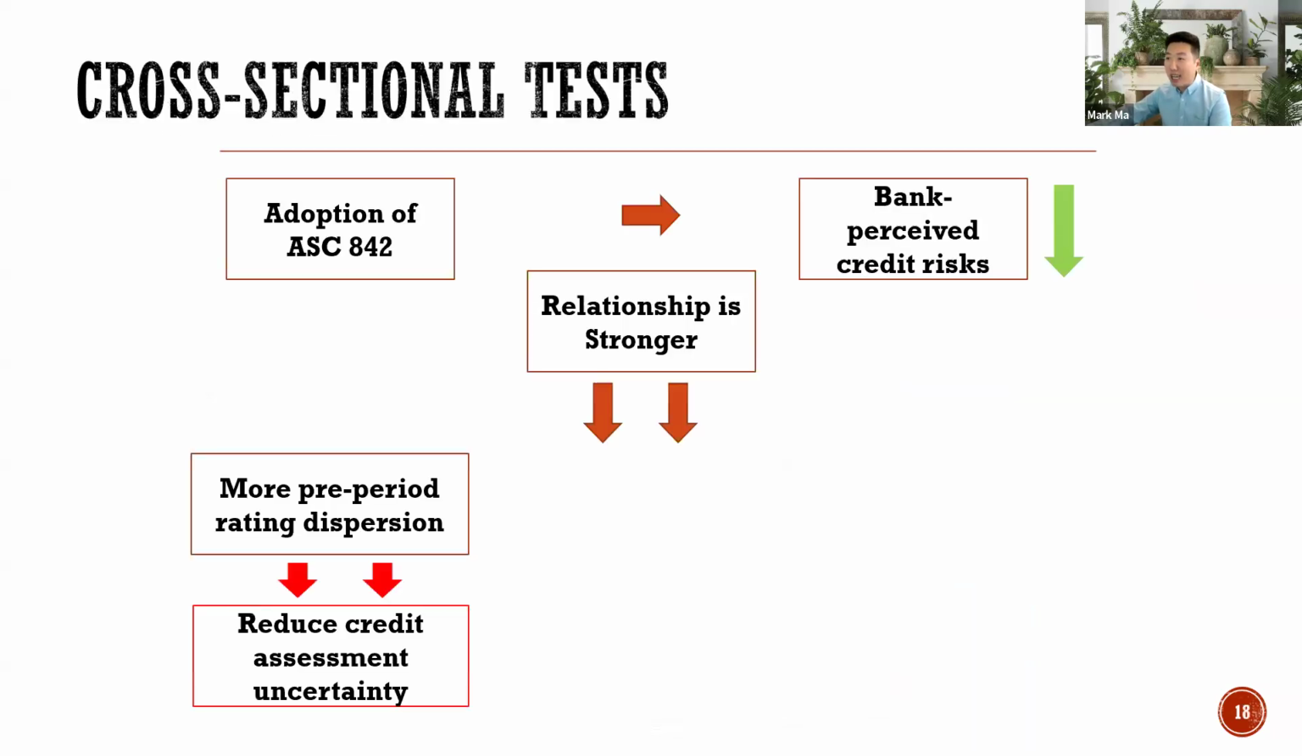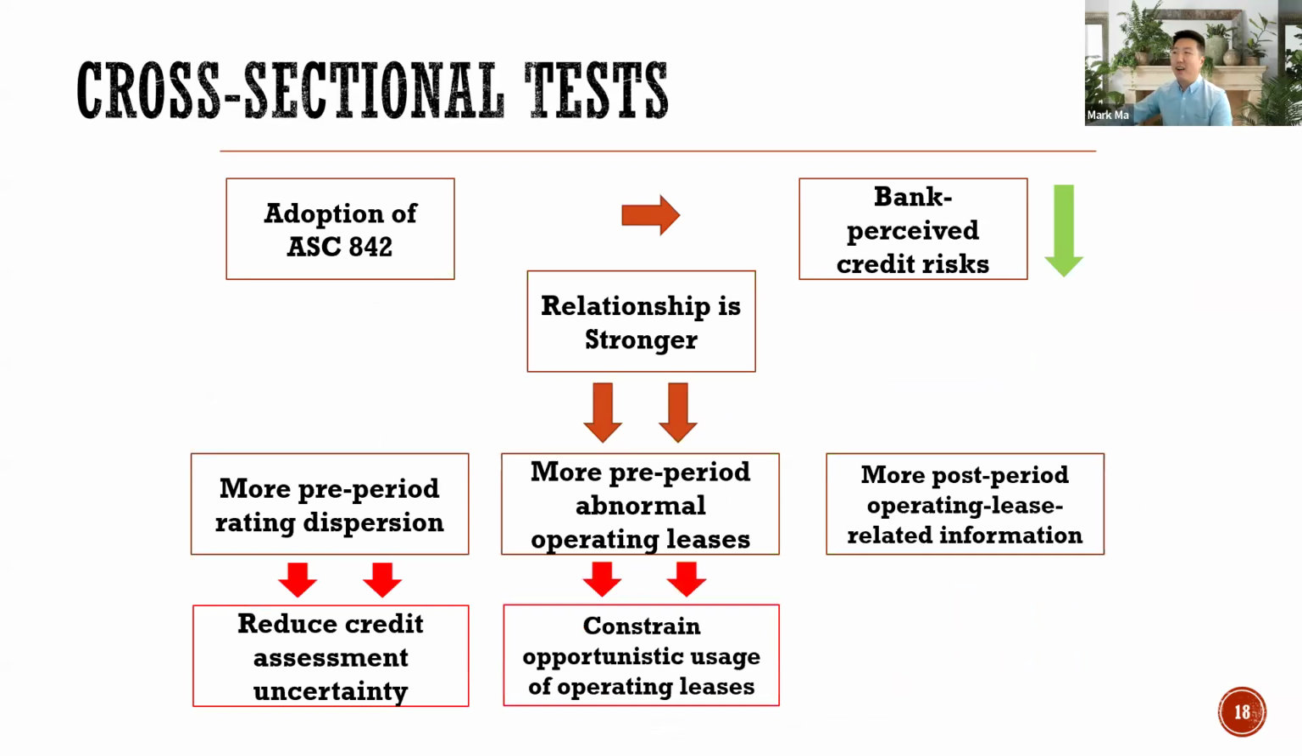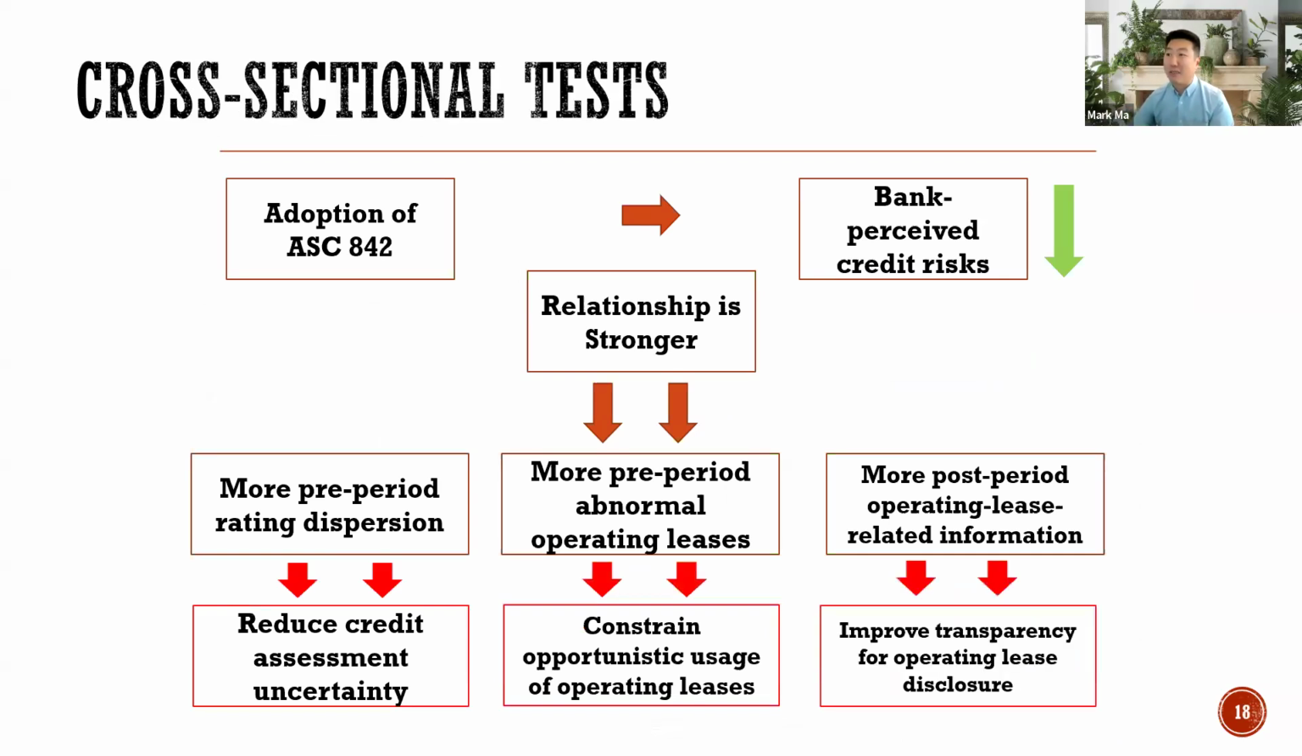So to understand the mechanisms for this, we definitely considered both an information effect and also a potential real effect, right? Our main results show that the implementation of ASC 842 reduced banks' perceived risk, and we expect such results to be stronger if the firm has more pre-period rating dispersion. That means there is more disagreement among the different banks, because in addition to the consensus, we also know the dispersion of different banks' ratings.